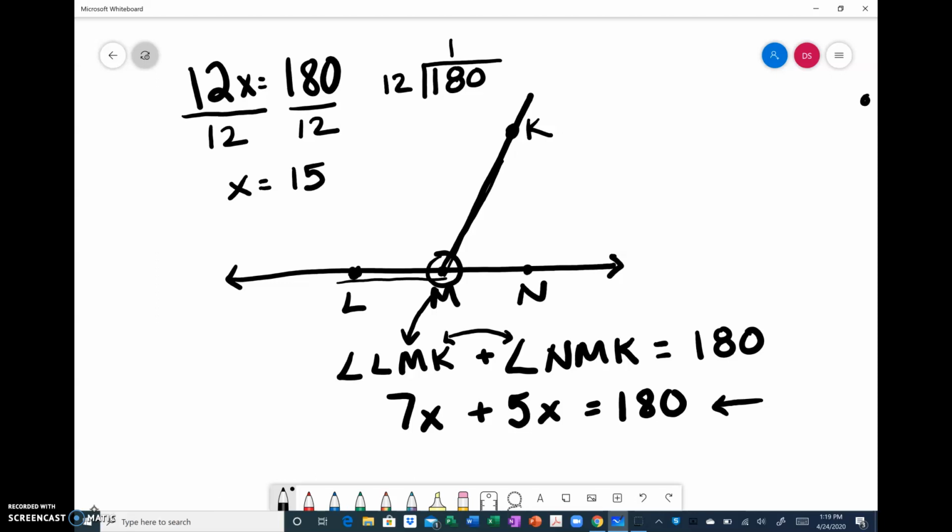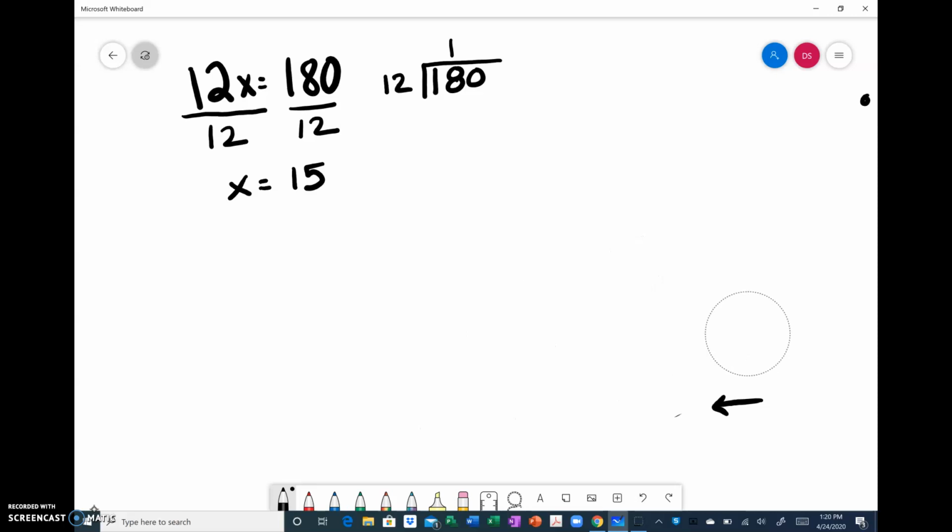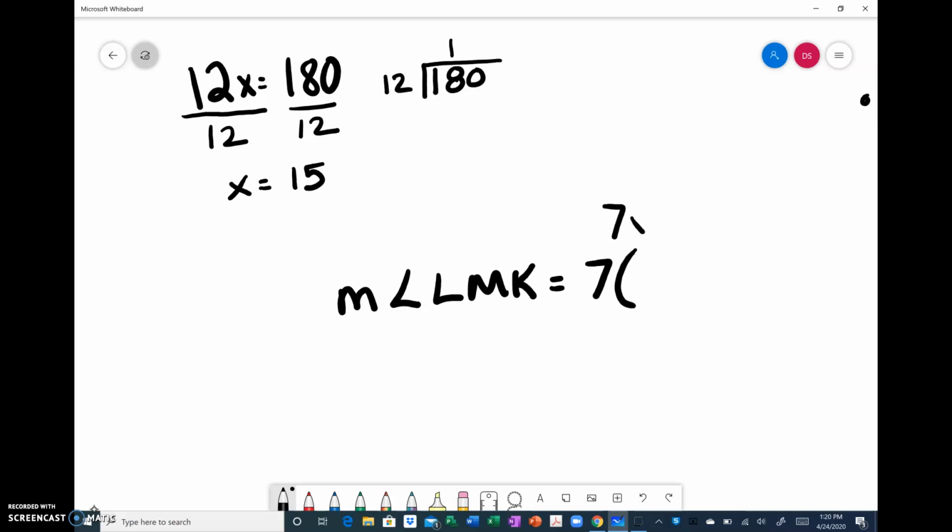Okay? Now let me clear some space off so I can explain that. That x equals 15 is not the answer. Okay? You just have to get that to get to the answer. The question was, find the measure of LMK. Okay? The picture tells you that LMK is 7x, and we know that x is 15. So the measure of LMK is 7 times 15, which is 105 degrees. That's how you work number 43.